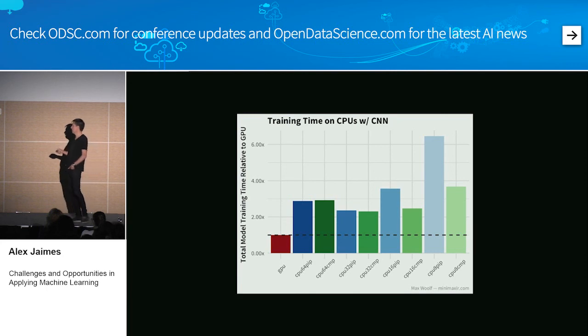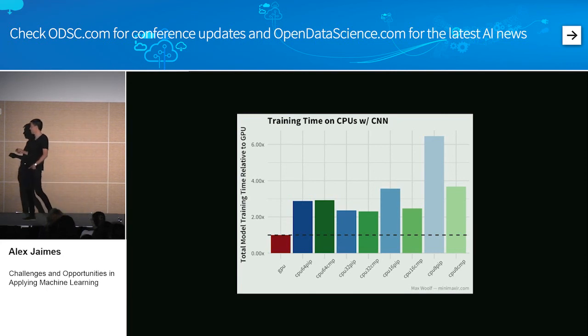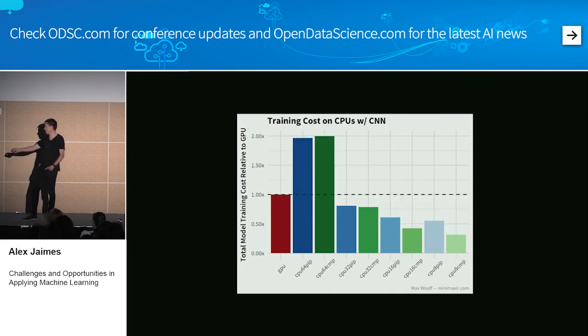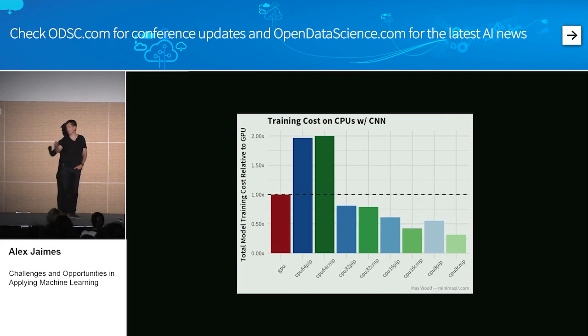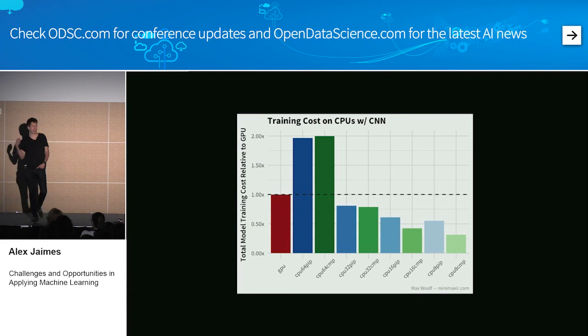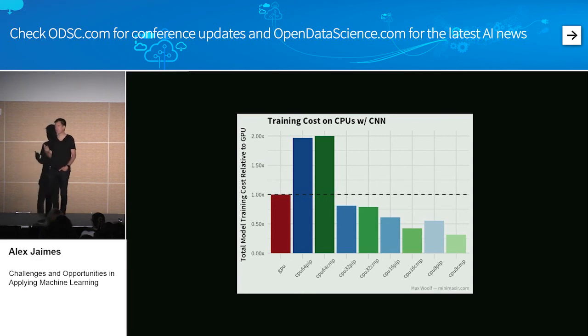Another example with CNNs, convolutional neural networks: again, training is a lot faster on GPUs, but the cost for some configurations of CPUs is significantly lower. So if you can afford to spend more time training, then this is maybe a better option. I was at one of the talks at the AI conference from the World Bank, and he was asked the same question. He said, well, some of this work is being done in developing countries, and they can't really afford to spend all this money on GPUs. So they're better off just running on distributed CPUs.